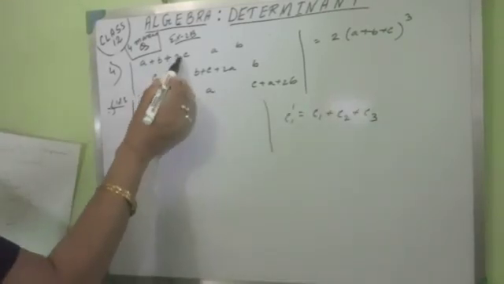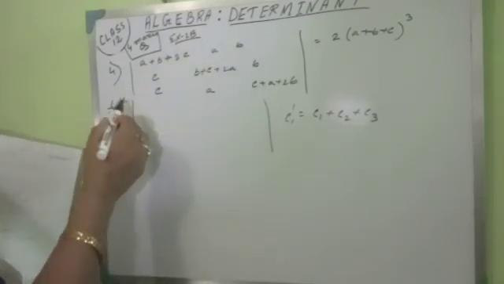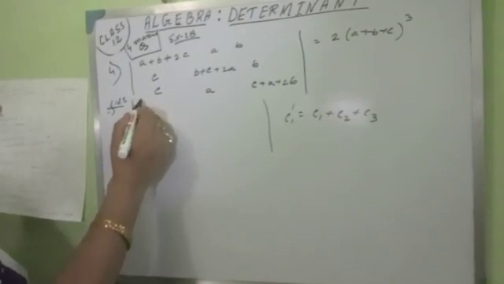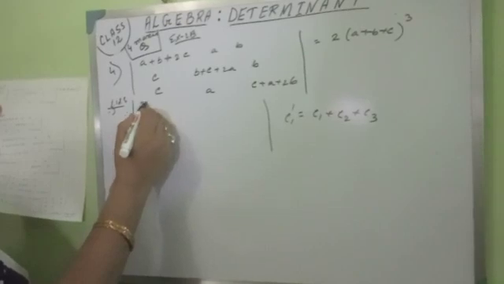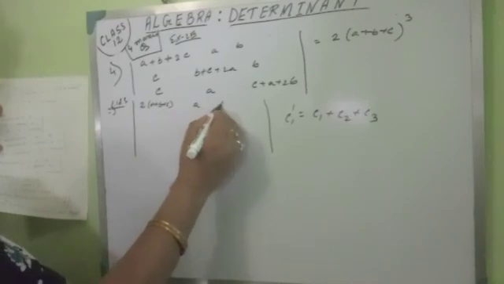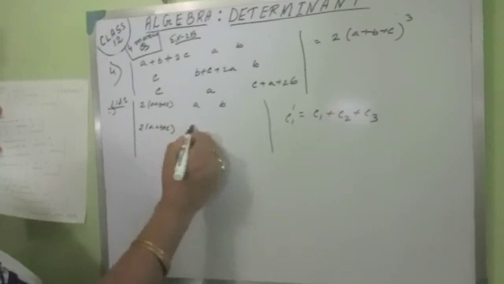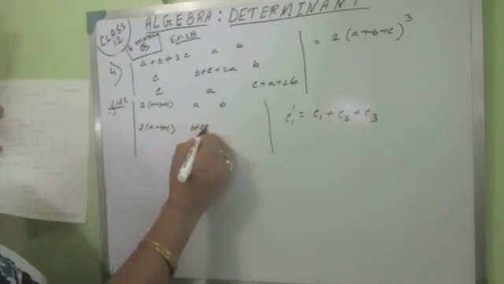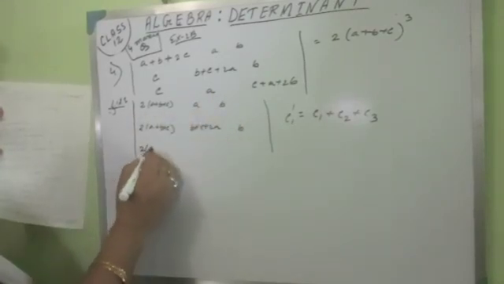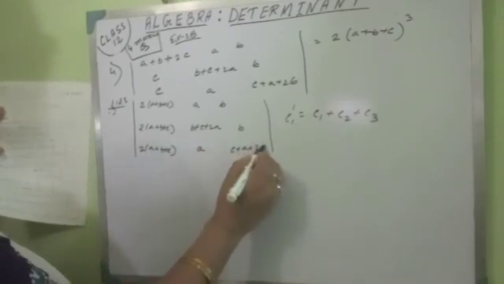So A plus B plus 2C plus A plus B, plus A means 2A, plus B means 2B. So what we will get is 2 into A plus B plus C again. We can write directly 2 into A plus B plus C, then A, B, and the same thing here, again 2 into A plus B plus C. Here it will be B plus C plus 2A, and B. The third one is also the same, 2 into A plus B plus C, then A, and C plus A plus 2B.